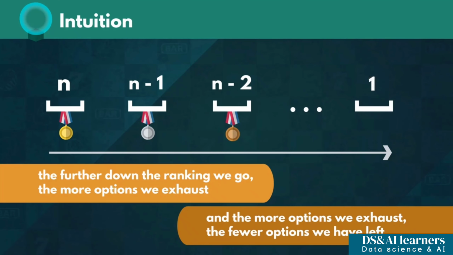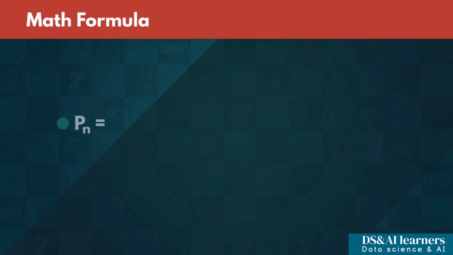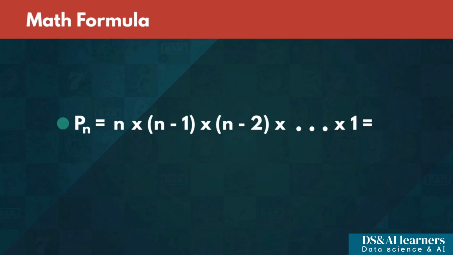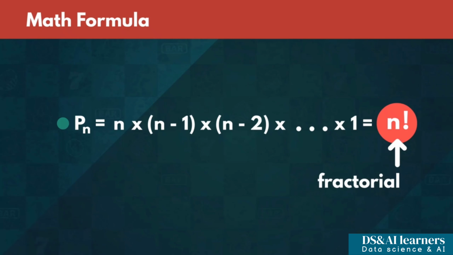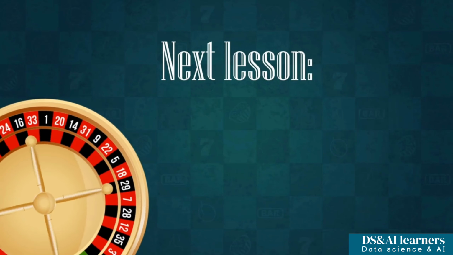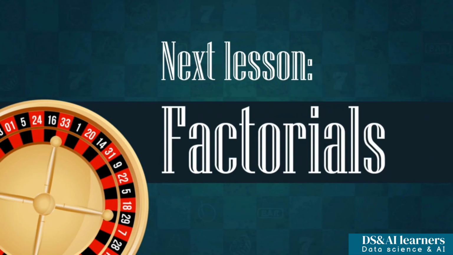Therefore, mathematically, the number of permutations would equal the product of n, n minus 1, n minus 2, and so on until 1. We denote this product as n factorial, and in the next video, we're going to discuss some of its main properties and how these properties relate to permutations.